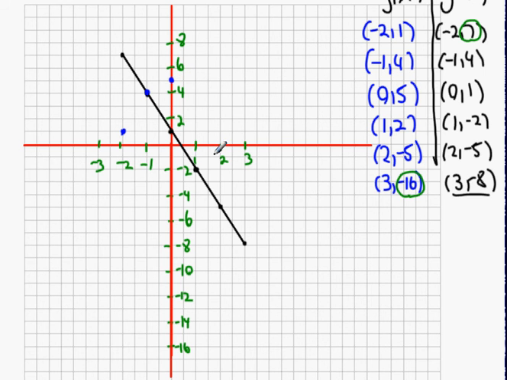Here. 1, 2. Here. 2, minus 5. There. Oh wait, got that wrong. 2, minus 5 is another common point. And then finally 3, minus 16. Oh sorry, 3, minus 16. So it's a real steep drop off.